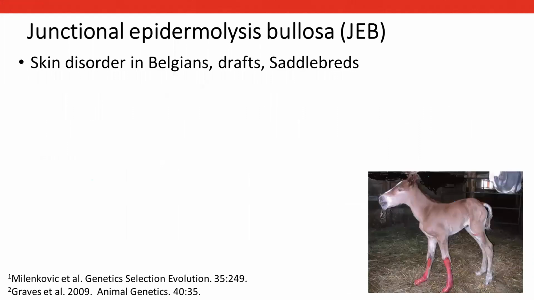So I'm going to switch away from Arabians. I'm going to talk about JEB, junctional epidermolysis bullosa. And this is interesting because this disorder is in several different breeds. It's in Belgians, other drafts, and also saddlebred horses.